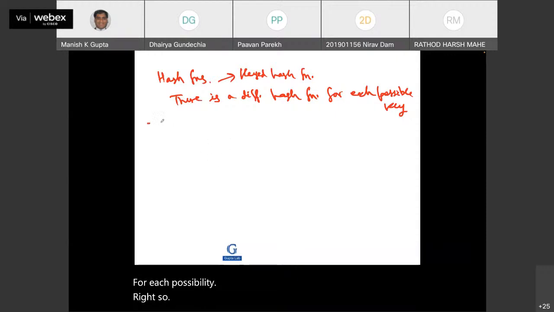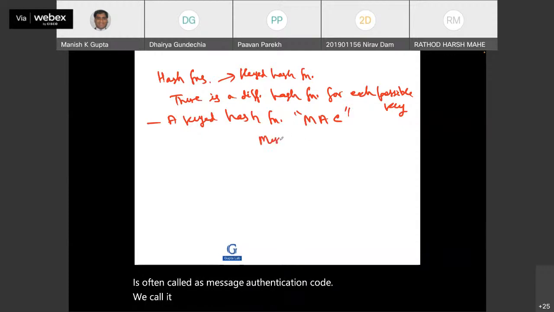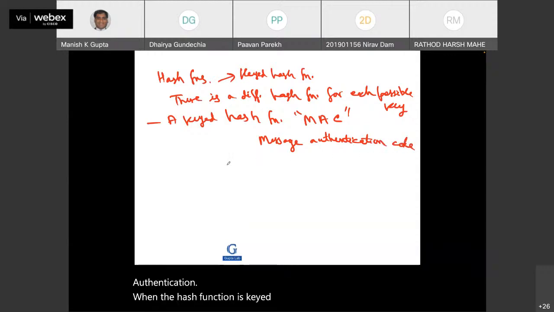A keyed hash function is often called a MAC, message authentication code, when the hash function is a keyed hash function, for each key.